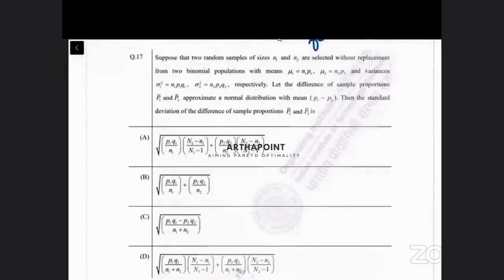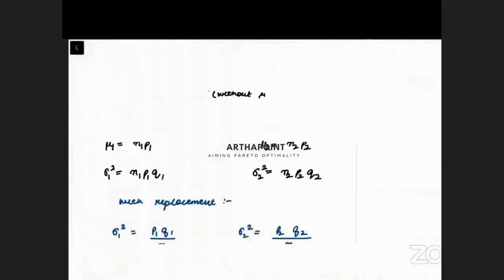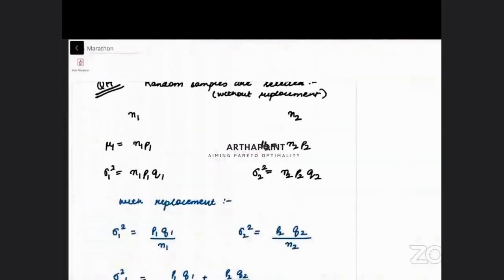So if you will notice, this question is again asking about with and without replacement. So again, you have to understand that the basic formulas are important from the exam point of view. Okay, so let me just explain you first, and then we will go to the question.